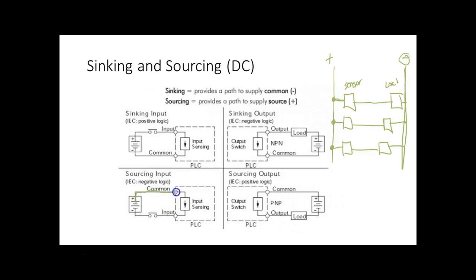So a sourcing sensor, this would be representing the sensor. It's going to run a positive common. Huh? Well, I'm drawing it in green. Yeah, I know it's time for that, guys.